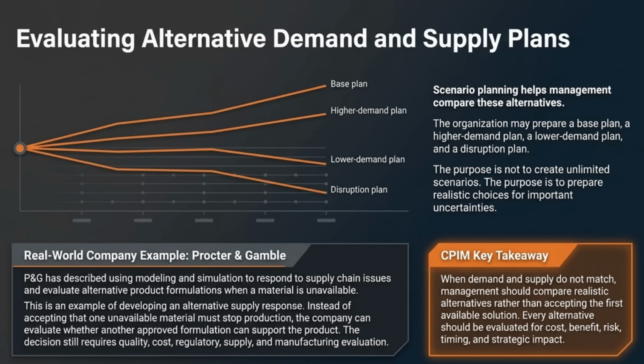CPIM key takeaway: when demand and supply do not match, management should compare realistic alternatives rather than accepting the first available solution. Every alternative should be evaluated for cost, benefit, risk, timing, and strategic impact.